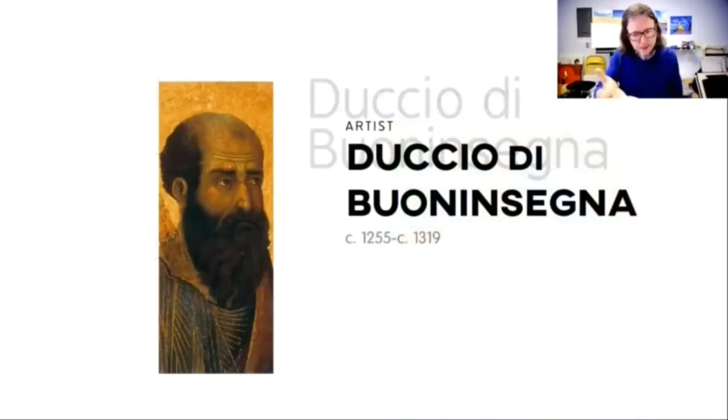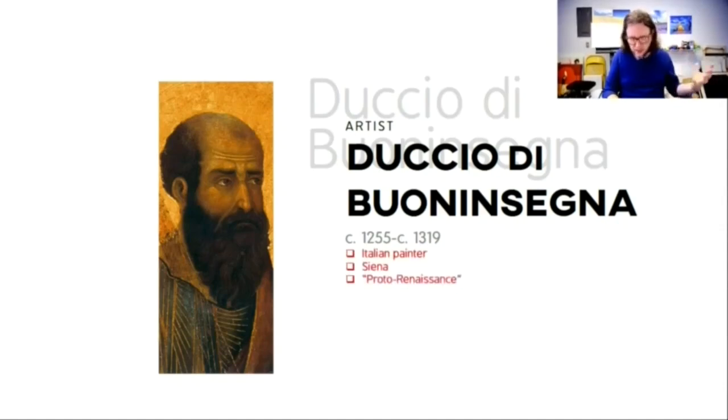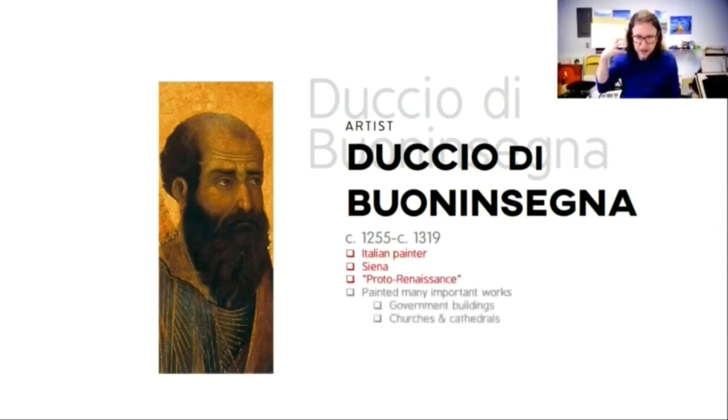So Duccio, born in 1255, died in 1319. Even though he is a little older than Giotto, he arrives at working in this very naturalistic manner later than Giotto. So he's an Italian painter, active in Siena in the late 13th and 14th century during the Proto-Renaissance again. And he painted several important works in government buildings and churches and cathedrals.